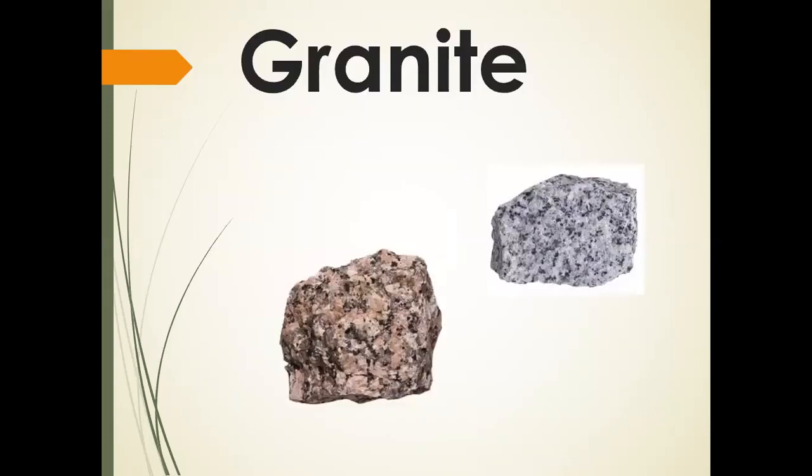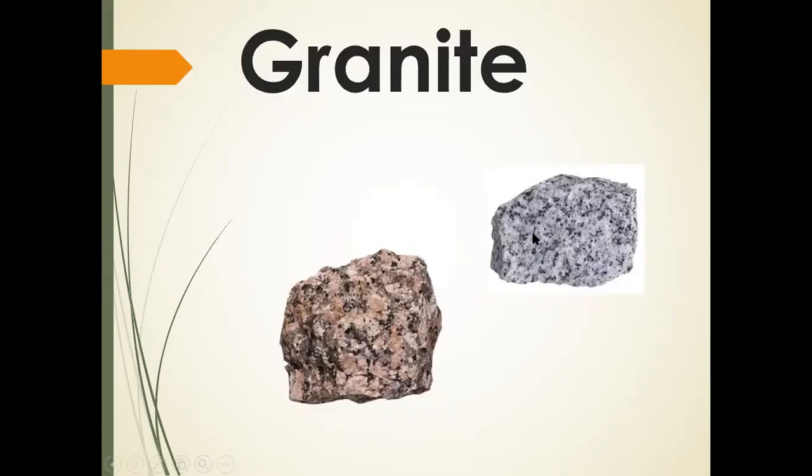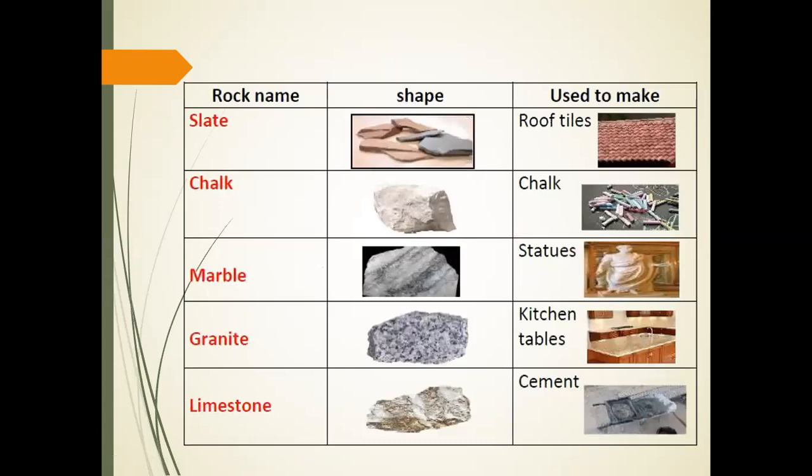Then the granite. Of course, we all saw the granite in our kitchens. It's used to make the kitchen tables, which are in all our kitchens. This kitchen table is made from granite. Okay, so those are the examples.